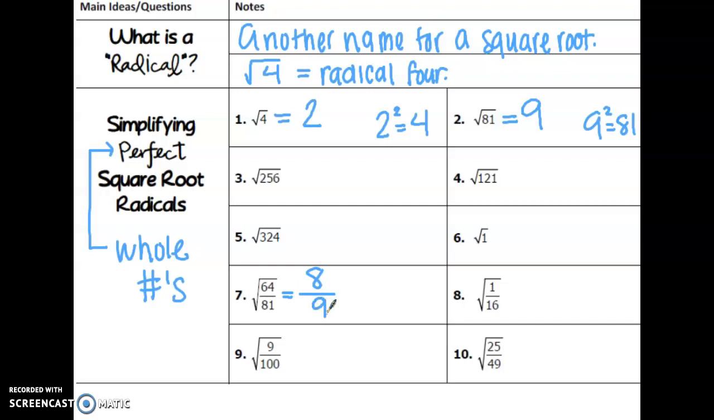If we look at problems like number 8, again, 2 separate problems. The square root of 1, that is 1. The square root of 16, that would be 4. Of course, 1 squared is equal to 1. 4 squared is equal to 16.